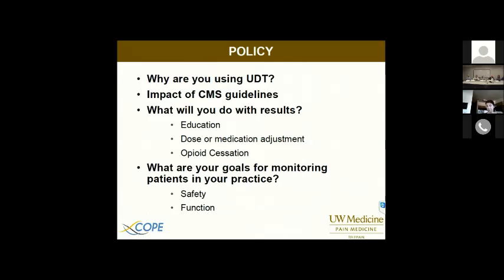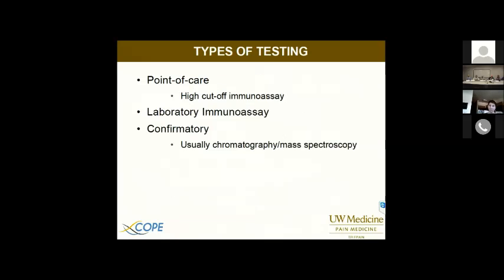When you form your policy, you should have an understanding, at least verbalize yourself, as to why you are using UDT. The Center for Medicaid and Medicare guidelines want us to use these, but don't want us to overuse them. What are you going to do with the results? We're going to educate our patients. We may adjust dose. We may stop the opioids. So you should have a plan about what you are going to do with the results. You don't want it to just sit in the chart, which gets you to what are the goals for monitoring your patients and what are the goals of opioid therapy. We want to improve function, but we want to do this in a safe manner.